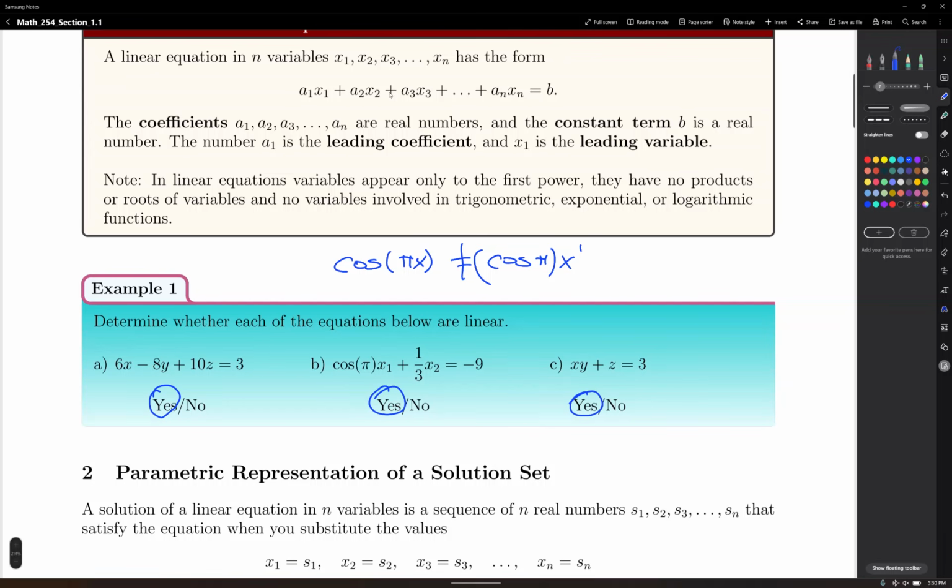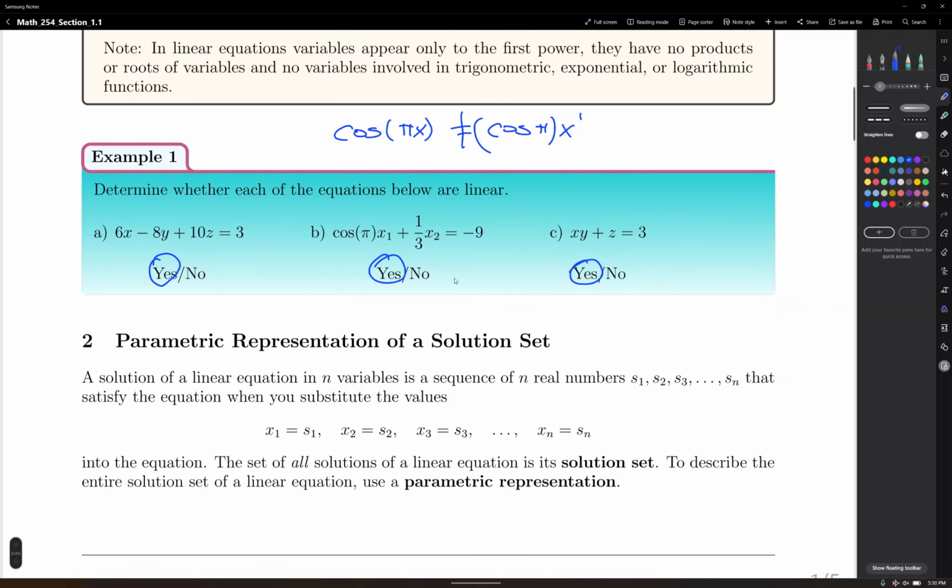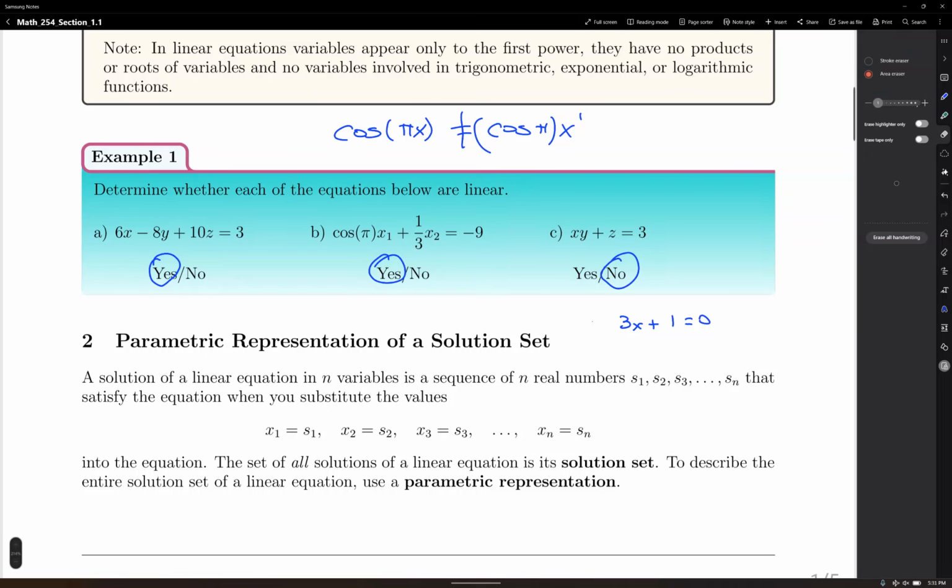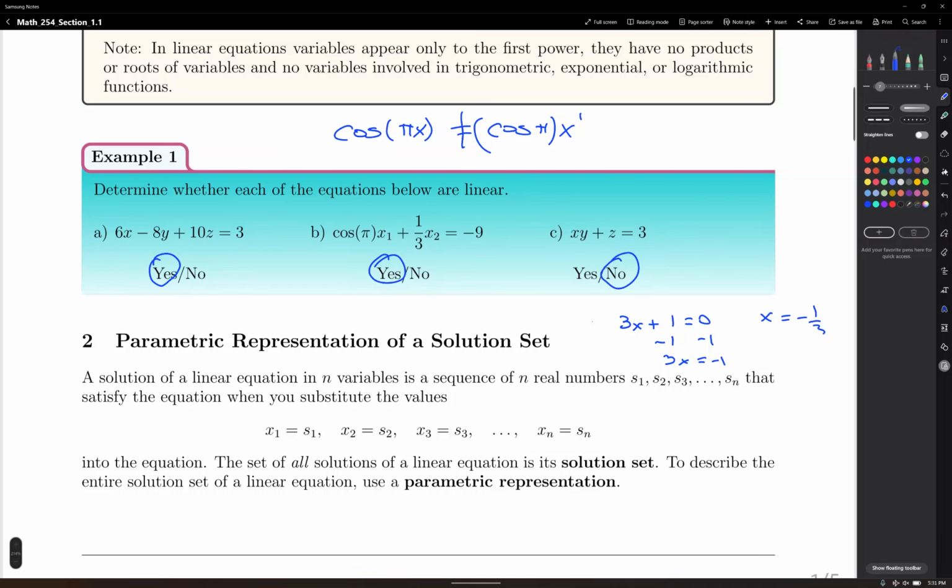Okay, guys, you are used to solving linear equations like when you have something like 3x plus 1 equals 0. What do you do? Yeah, totally. Thank you. So we are used to solving linear equations. What do we do? Subtract 1 on both sides. 3x equals negative 1, and x equals negative 1/3, right?